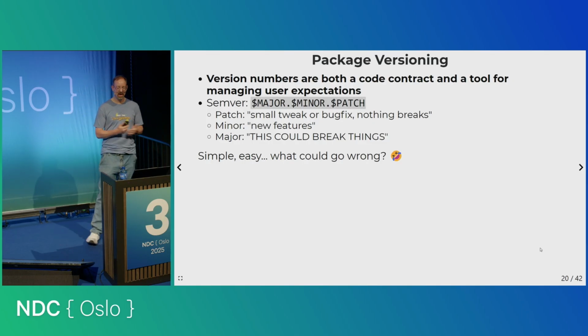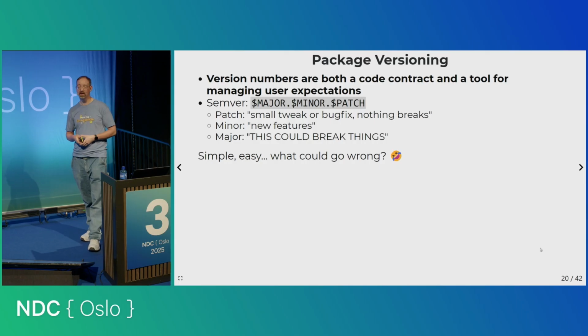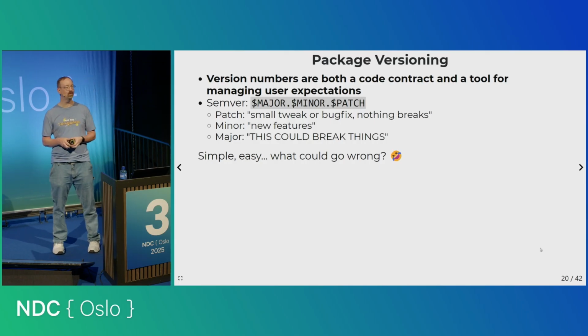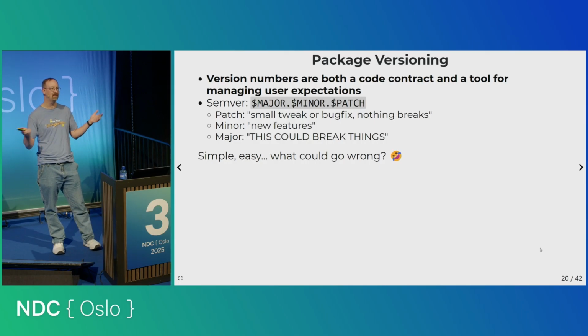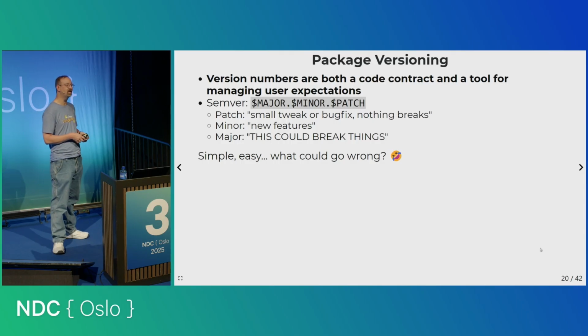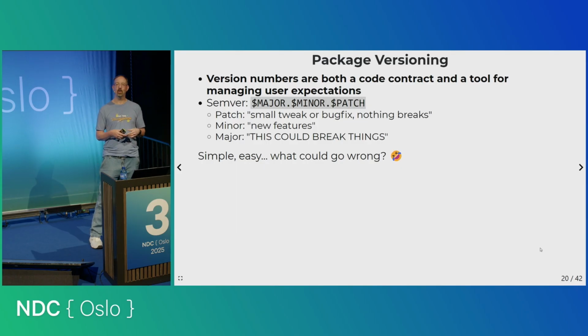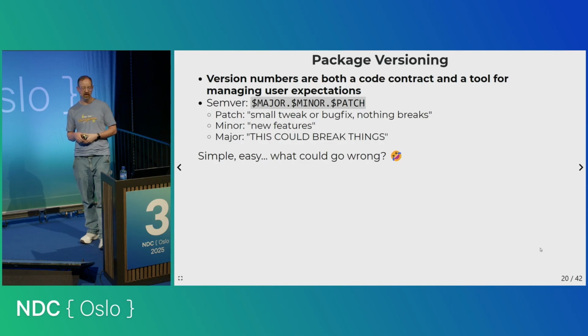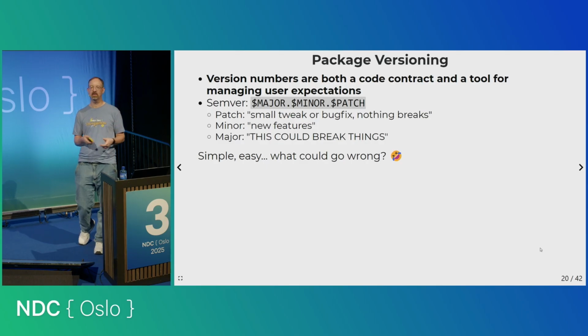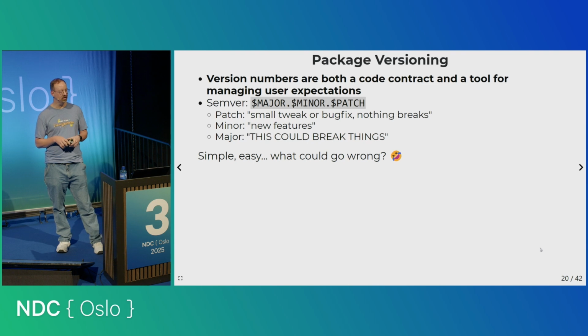Package versioning. Version numbers are both a code contract and a tool for managing user expectations. I think most of us are familiar with semantic versioning, where you've got a major version, a minor version, and a patch. And so if I look at a patch release, it's probably just a small tweak or bug fix. If it's a minor, then it's probably got some new features. And if it's a major version, then there's the implication that this could break something. This is really simple, and absolutely nothing could go wrong with this idea, right?